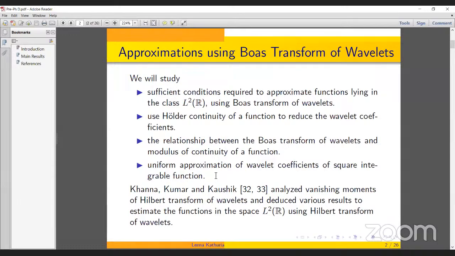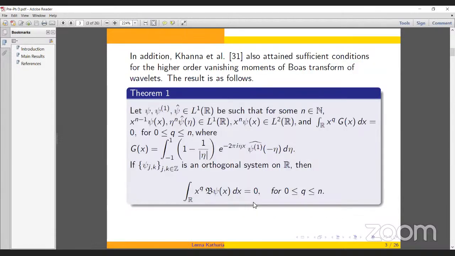First of all, I'd like to discuss the motivation behind our work. The motivation was the esteemed work by Dr. Nikhil Khanna, Dr. Kumar, and Dr. S.K. Kaushik, on approximations of functions using the Hilbert transform of wavelets. In their work, they analyzed vanishing moments of the Hilbert transform of wavelets and derived various results to approximate square integrable functions using the Hilbert transform of wavelets.